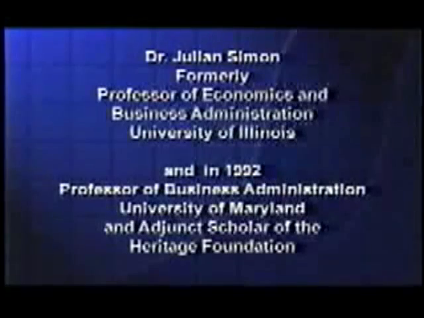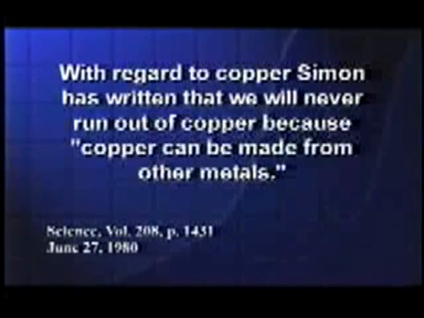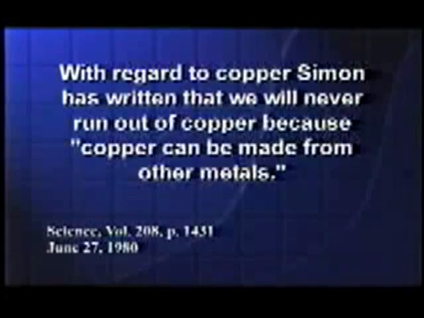Now, chief among these optimists was the late Dr. Julian Simon, formerly professor of economics and business administration at the University of Illinois and later at the University of Maryland. With regard to copper, Simon has written that we will never run out of copper because copper can be made from other metals. Well, the letters to the editor jumped all over him, told him about chemistry. He just brushed it off. He said, don't worry. If it's ever important, we'll figure out how to make copper out of other metals.